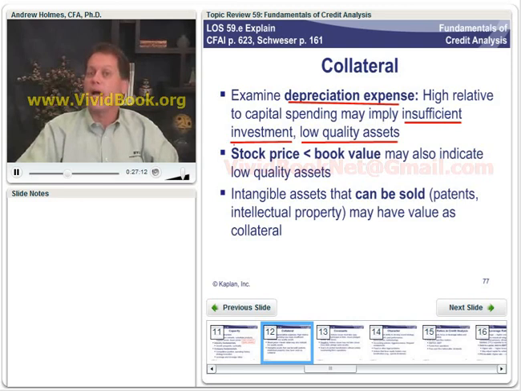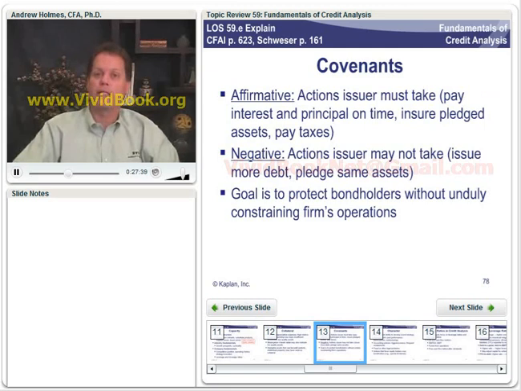Okay, if the stock price is less than the book value, so we have a book value, that's historical cost. There's also this notion of what is the market value of all this equity. Well, if it's lower than book value, that probably means that you're talking about low quality assets. Of course, in most cases, stock price is higher than book value, right? So anyway, intangible assets also, if you can sell them, so patents, those types of things, would also have some collateral value that we would need to consider, all right?